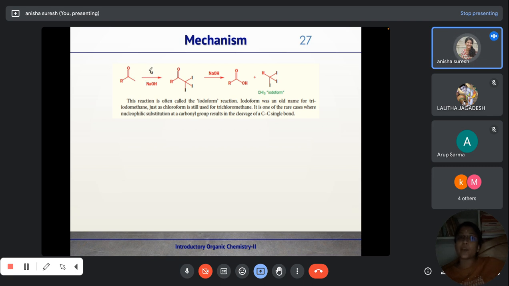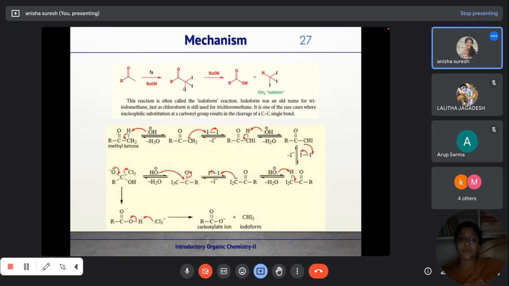So in the presence of NaOH and I2, first this OH will be abstracting one proton, leading to formation of this monoiodinated compound. Then again OH will be abstracting the alpha proton, leading to diiodinated compound after formation of enolate. Then again third time it will be abstracting and it will lead to formation of this CI3 ketone. Then this OH minus will go and attack on this carbonyl carbon, leading to formation of this tetrahedral intermediate. And once this oxygen falls down, CI3 will be leaving.